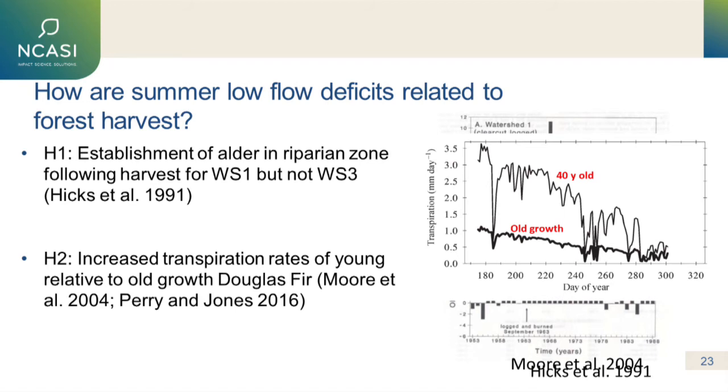So how are those summer low flow deficits related to forest harvest? When this was originally observed at the H.J. Andrews, the top panel here is watershed one, and you're seeing those deficits that occur following harvest. They hypothesized that this was due to establishment of alder in the riparian zone at watershed one, which did not occur at watershed three. Of course, watershed one was 100% clear cut, watershed three was 25% patch cut. So the hypothesis is that it's conversion from primarily coniferous old growth to a deciduous tree species.